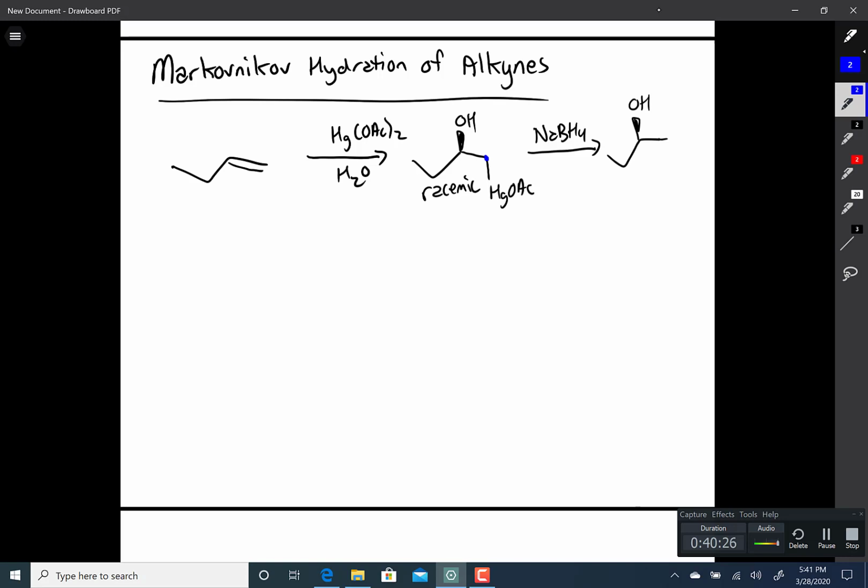I want to point out this blue carbon right here is sp3. And the carbon attached to the OH is also sp3. Turns out that makes a difference, enough so that the reaction conditions are altered. They're not the same.